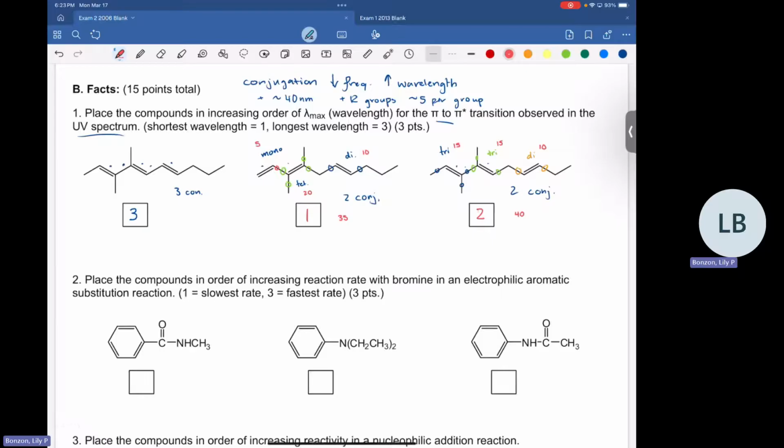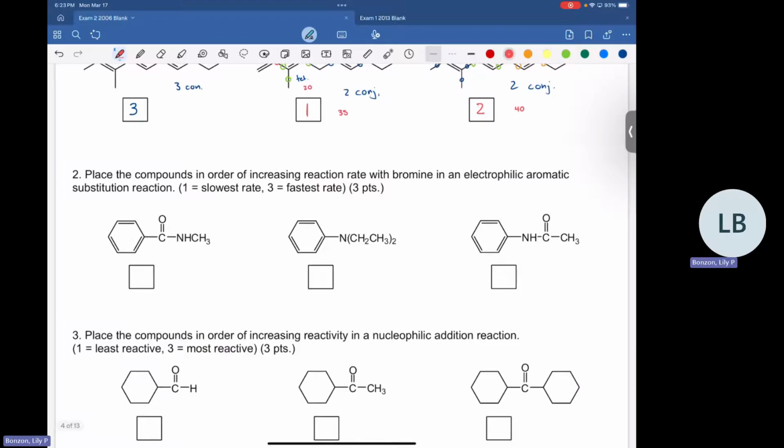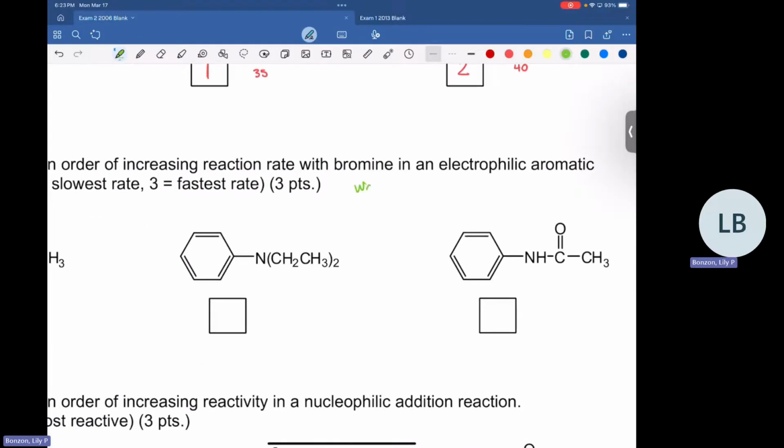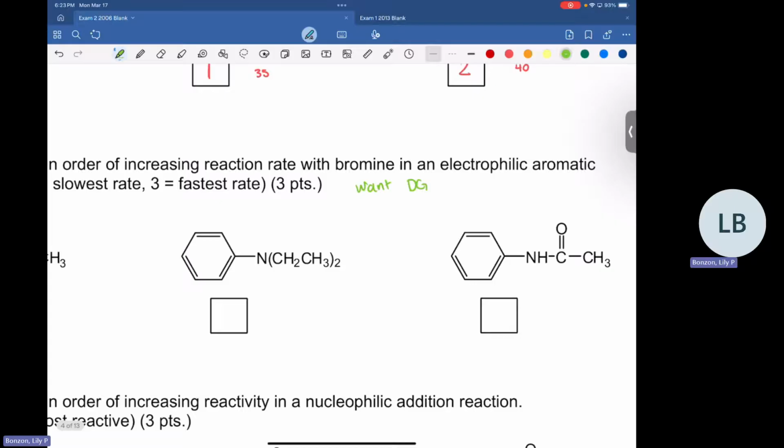Okay. Moving on to the next question. So this question is about electrophilic aromatic substitution. We just learned this one. So remember that for EAS, we want donating groups. For EAS, we first have a group that attaches to the benzene that produces a positive transition state around that benzene. So we want donating groups to donate their electrons and stabilize that positive charge.